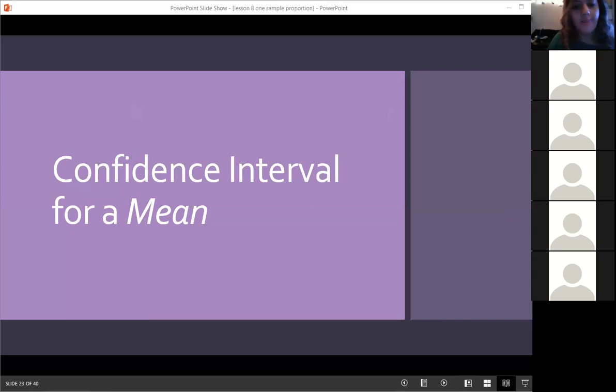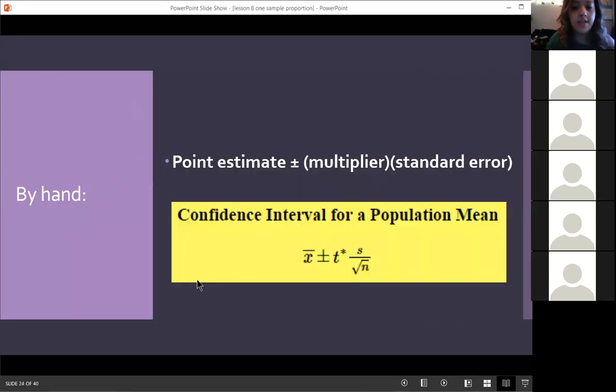Okay, so now we're going to be talking about getting that confidence interval for a mean. This is why it's important to get the basics of what that confidence interval was, and also our hypothesis testing steps, because now we're getting a little more in depth with them. So now we're going to talk about that confidence interval for a mean.